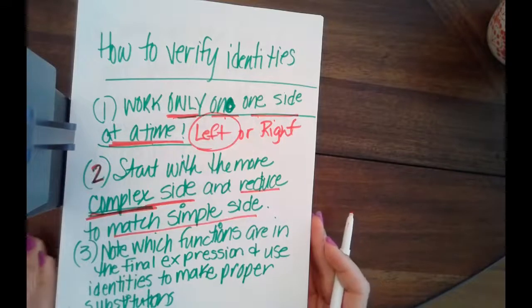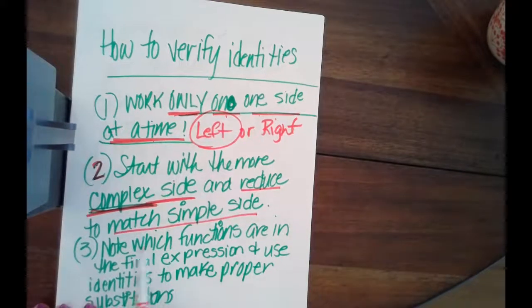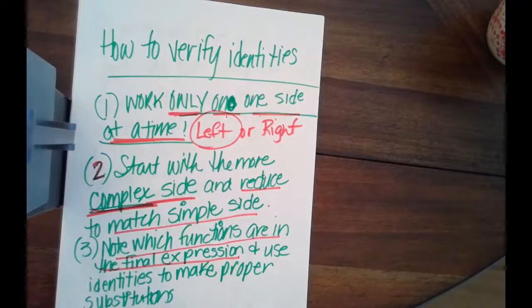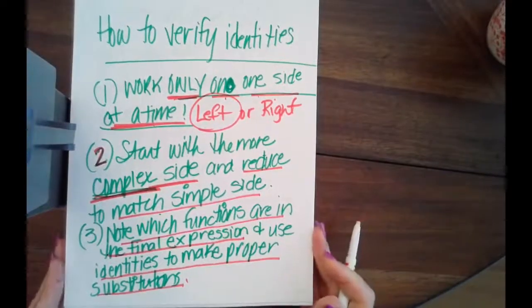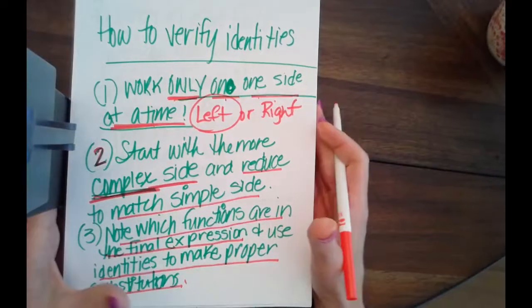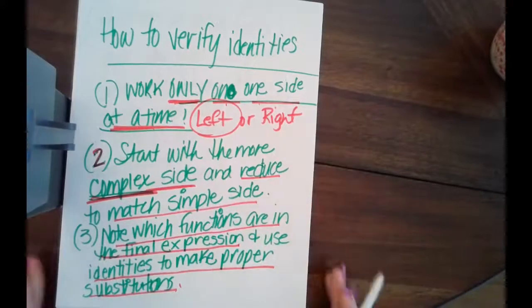Trust me on this. Step 3, note which of the functions are in the final expression. So let's say you start on the left. Look at the right-hand side of the equal sign and see what expressions are there. Is it full of sine and cosine? Is it cosecant? Is it tangent? What is it full of? Use the identities on your identity sheet to make the proper substitutions to the left-hand side. Eventually you're going to work your way down to where you match the right side. That's the name of the game.